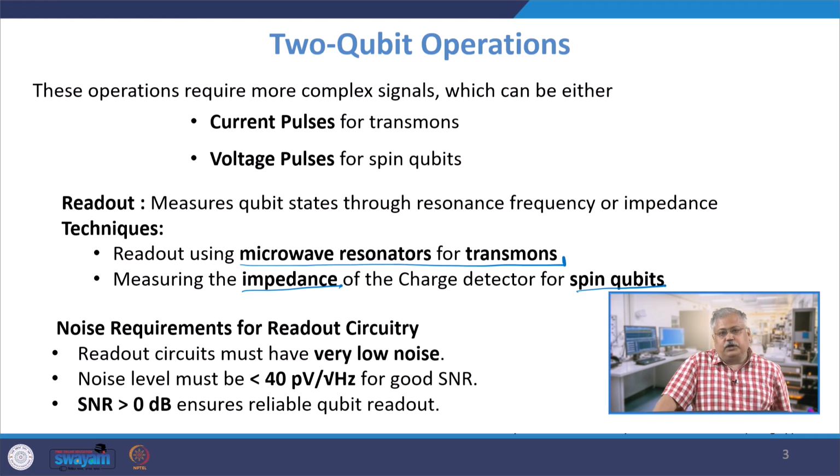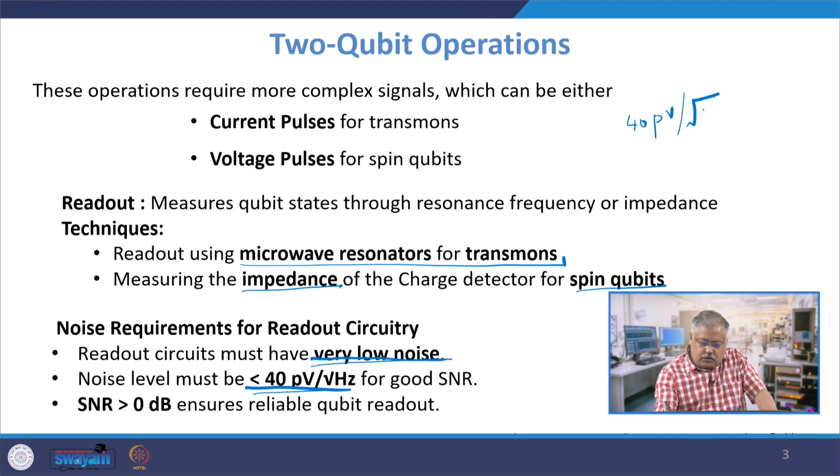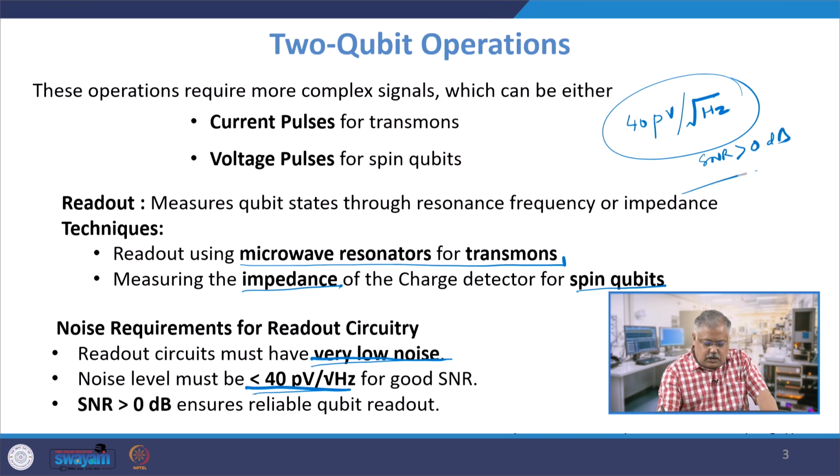Now what are the noise requirements for readout circuitry? These are standards which you need to be very careful about. Readout circuitry must have very low noise, and the noise level should be less than 40 picovolts per root hertz. And this is for good SNR, this is the requirement, and SNR should be greater than 0 dB, right. This is important because these are the limits which you set.